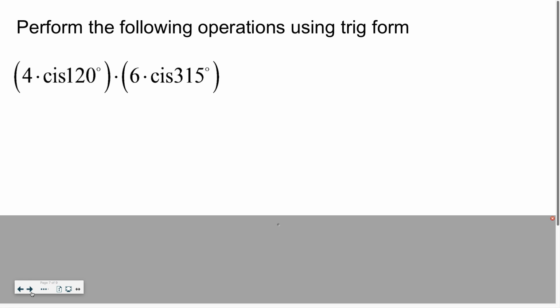Okay, so notice how I used the shorthand here. You don't have to use the shorthand. If you want to write this out in the long form, be my guest. I'm just trying to save you a little pencil lead. Okay, so what are we doing with these 2 numbers? Which means with our R values, we are also going to multiply. And with our angles, what are we going to do?